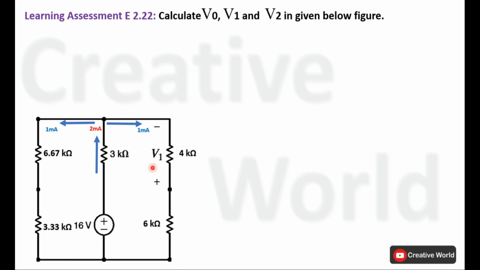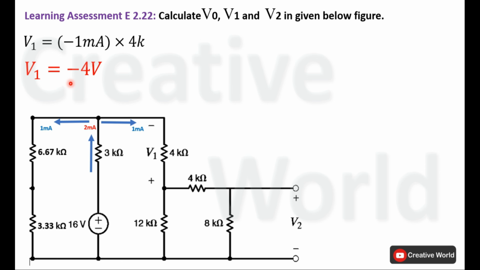So we can calculate the value of V1, that will be minus 1 milliampere multiplied by 4 kilo ohm. Now this current is entering from negative terminal of V1 and leaving from positive terminal of V1. That's why we have taken this current with minus sign. So the value of V1 will be minus 4 volt. Now we have calculated the value of V1.